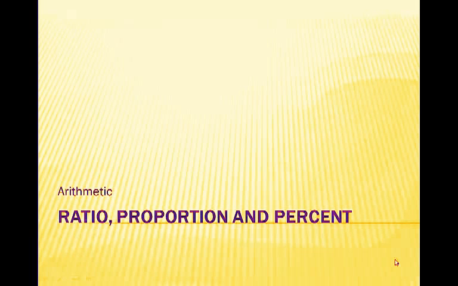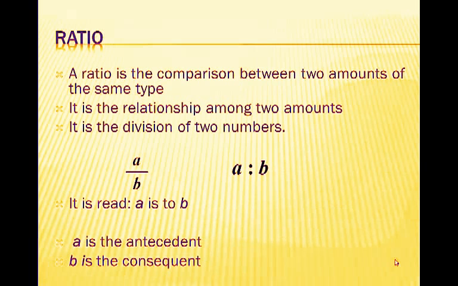Arithmetic, ratio, proportion, and percent. A ratio is a comparison between two amounts of the same type. It is the relation amongst two numbers. It is the division of two numbers.